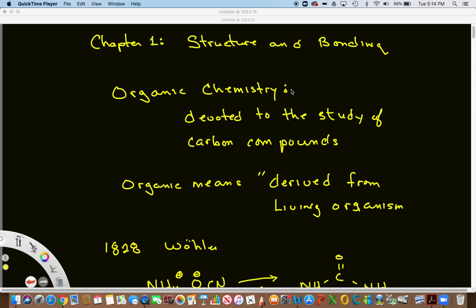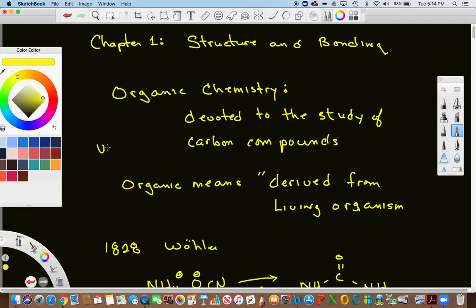So, organic chemistry is strictly devoted to the study of carbon-based compounds. The word organic literally means derived from living organisms. And at some point in time it was thought that they were vital. So all organic compounds were vital for living organisms. Oh, then you figured it out, vitamins, and yes, you make that connection.